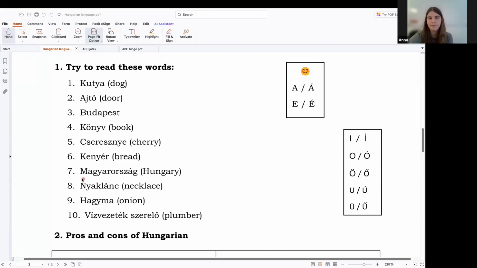Okay, I'll help as well. Magyarország, Magyarország. A, gy, a, r, o, r, sz, á, g. Magyarország.